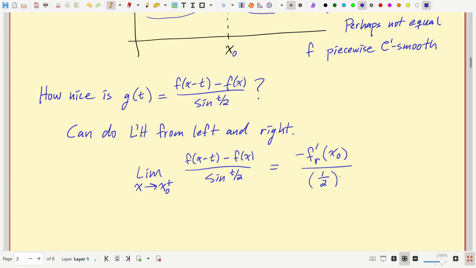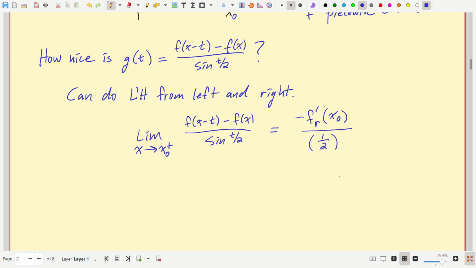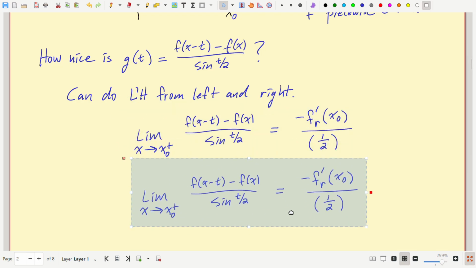That would be a cosine t over 2 times a half. Okay, and the one from the left is going to be the left-hand derivative. So let's see, I'll take the lazy way out and just copy this, and change this plus to a minus, and that would be the left-hand derivative. There's some notation I just made up. And they don't hook up.